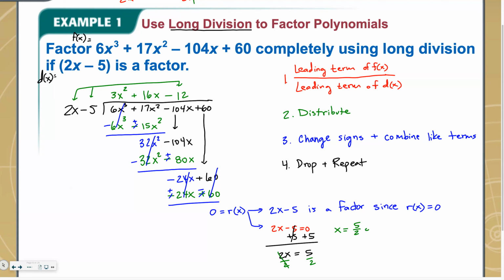Does anybody know what that is as a decimal? 2.5. Yeah, because we're going to look at a graph in a second, so you know that value is a 0, an x-intercept. That's an x-intercept. All right, so this technique that we just did right here is called long division. Any idea why we call that long division? It's forever. It was long, pretty self-explanatory. Sorry. So that is long division for you.